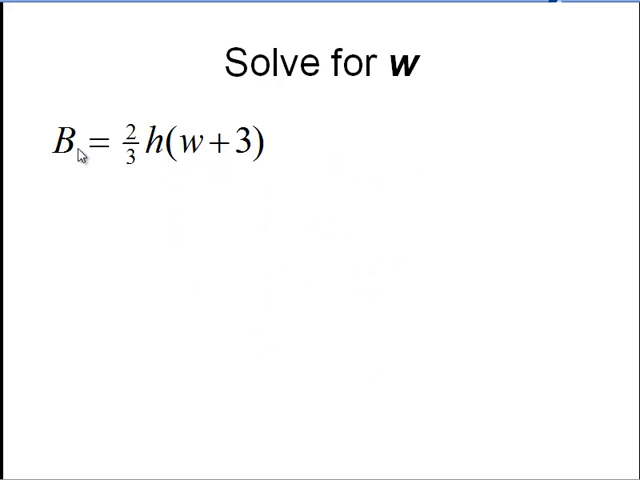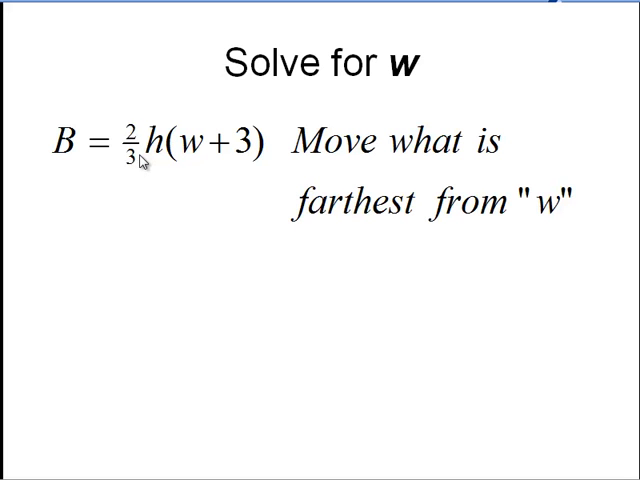Sometimes I'll have a single letter equals, and then variables, and they want you to find a single variable, in this case w. We start by moving whatever is farthest away from the w. 3 is added right next to it. Then outside is multiplied by h, and then multiplied by 2/3. So we're going to multiply by the reciprocal of these. And the farthest away is the 2/3, and then the h, so we move those.